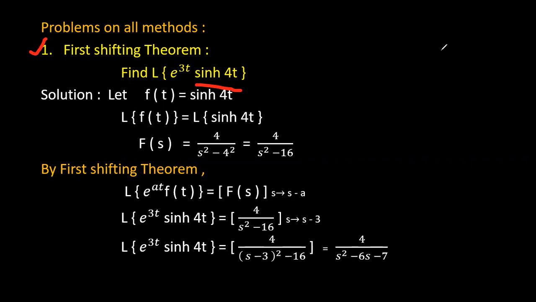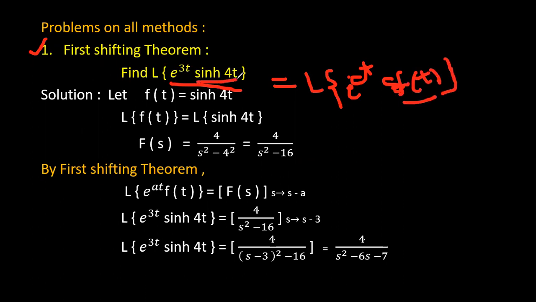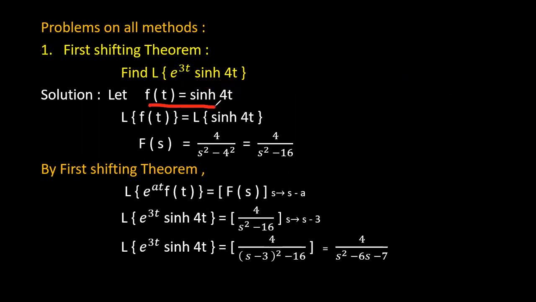Now if you see this problem, it is a first shifting theorem problem. We have an exponential function here, so you have to compare with the first shifting theorem, e power at into f of t. From this, in place of f of t you will have sinh 4t. So f of t is equal to sinh 4t. Applying Laplace transform on both sides, Laplace of f of t is nothing but F of s. What is the Laplace transform of sinh 4t?